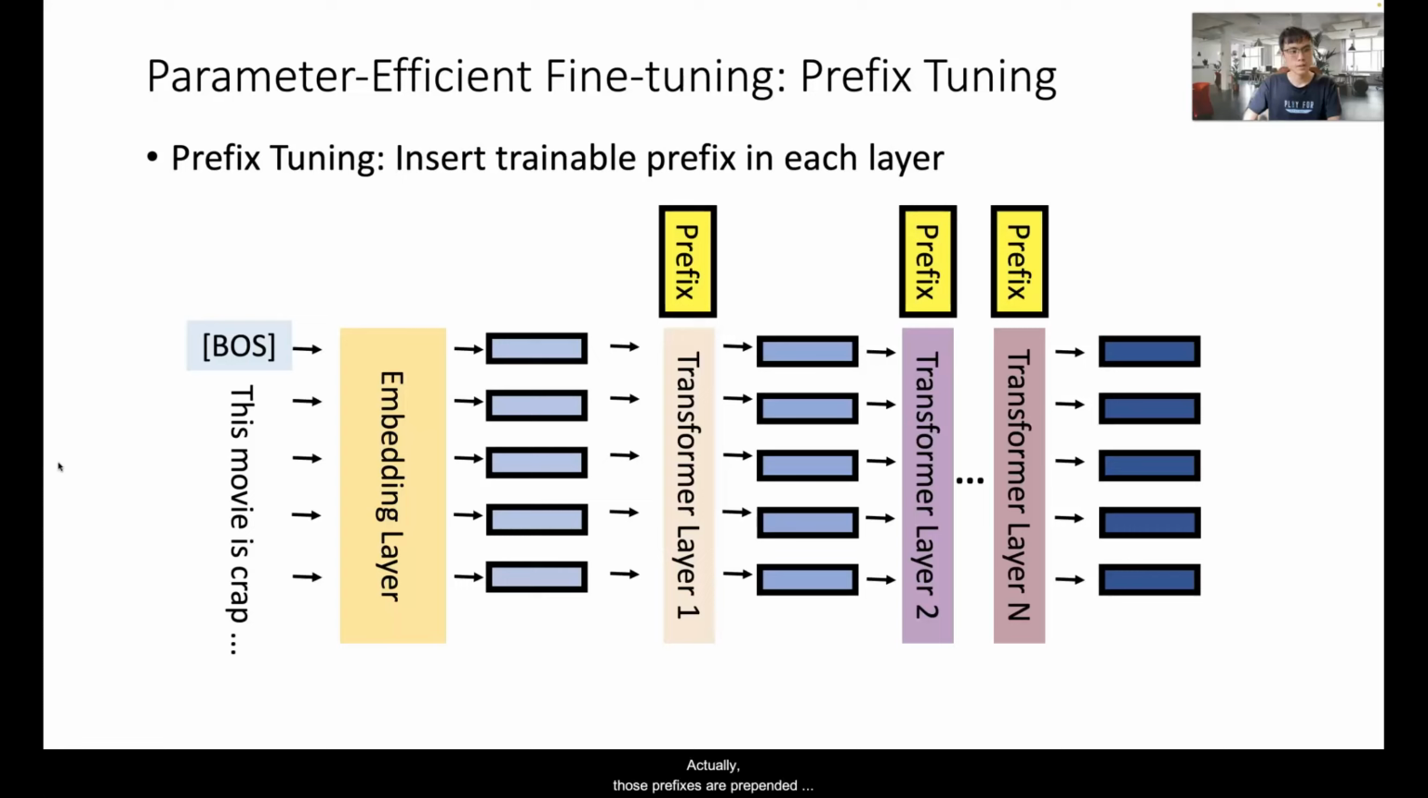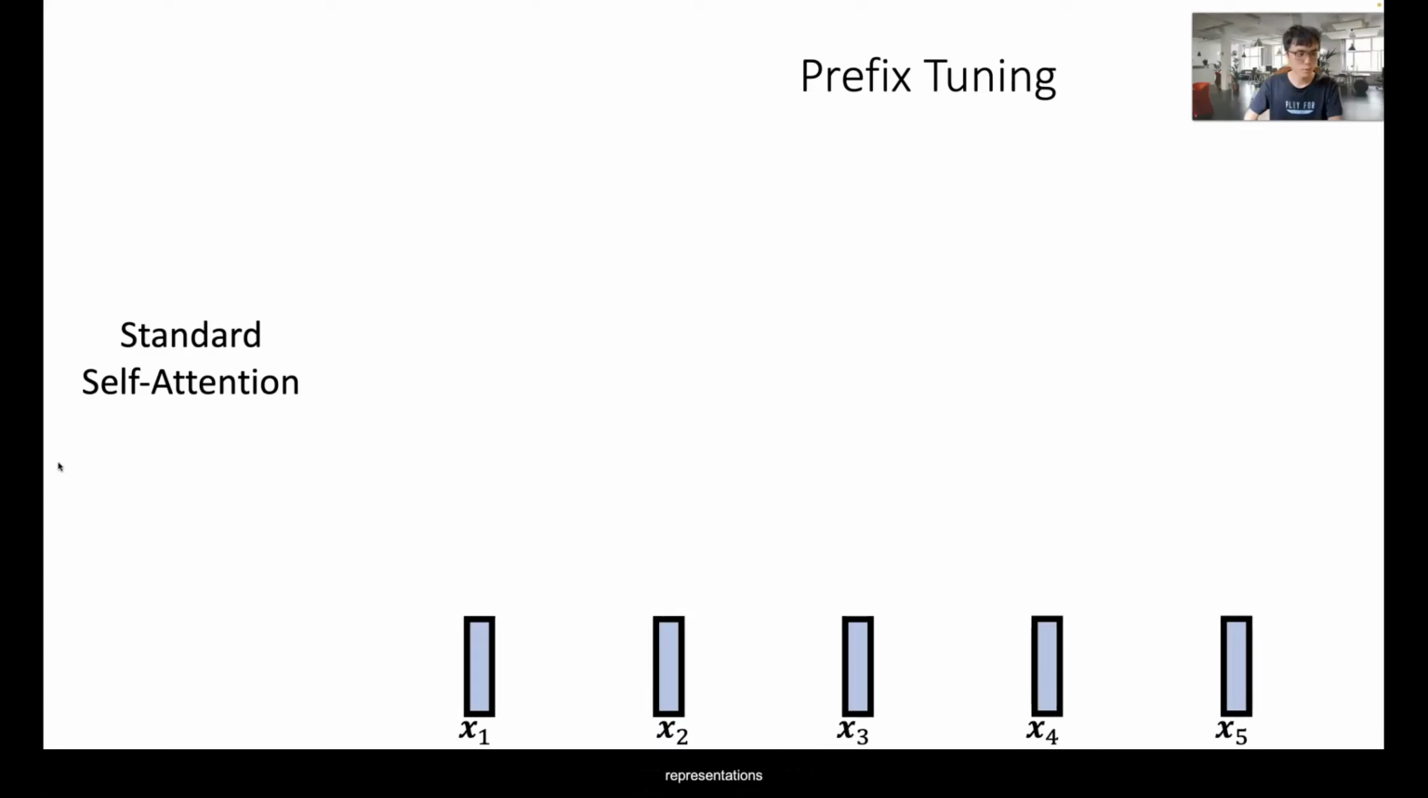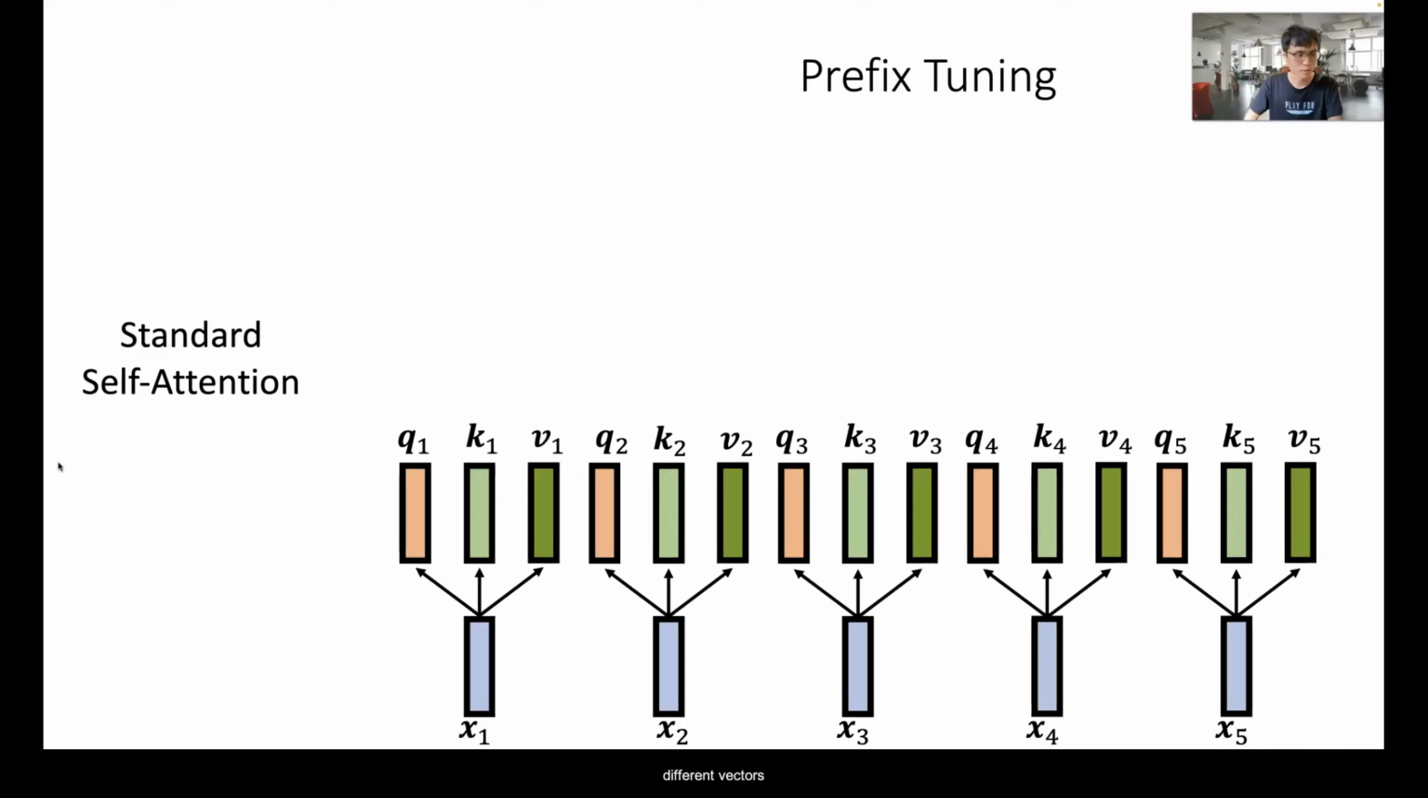Actually, those prefixes are prepended to the hidden representation of the self-attention layer. To make things more precise, we need a quick review of self-attention. In standard self-attention, we are given a sequence of input representations for a sequence of tokens denoted by x1 to xn, shown in blue here. Each of these representations will be projected to three different vectors called the query, key, and value by some projection layers. I use Q for query, K for key, and V for value.